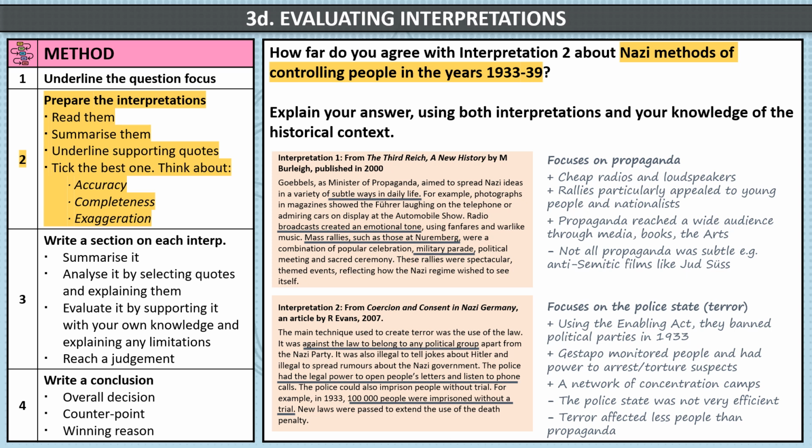But I've thought of some really big limitations of this interpretation. I think it's exaggerating the power of the police state a little bit. I know the police state was not very efficient and that terror affected less people than propaganda. So I'm going to decide which interpretation I think is best, and I'll tick it. In this case, I think interpretation 1 is better. Propaganda, in my view, was more important in controlling people in the years 1933 to 39.